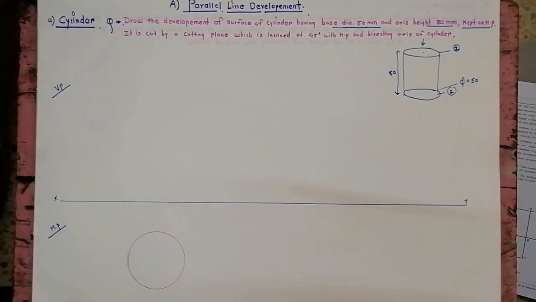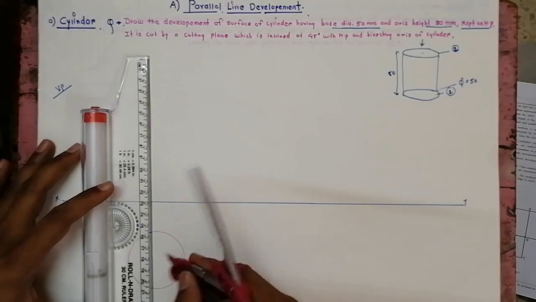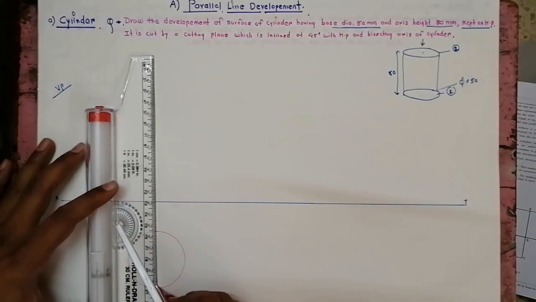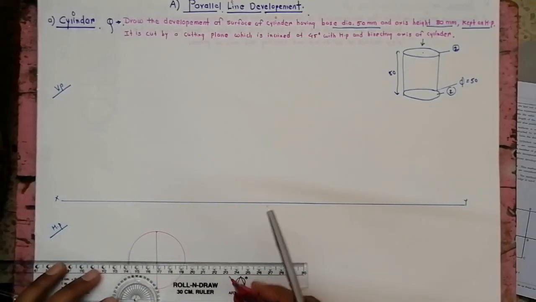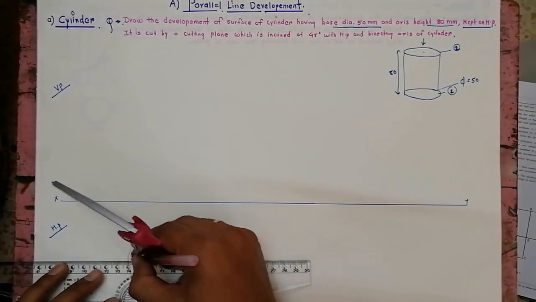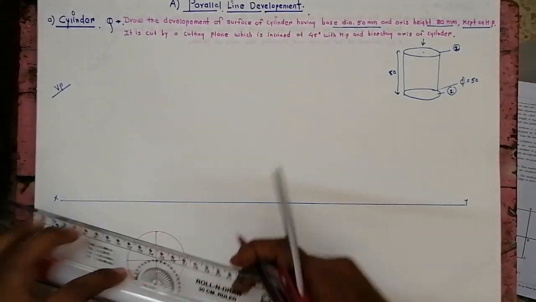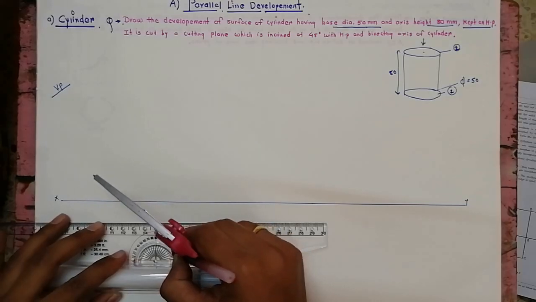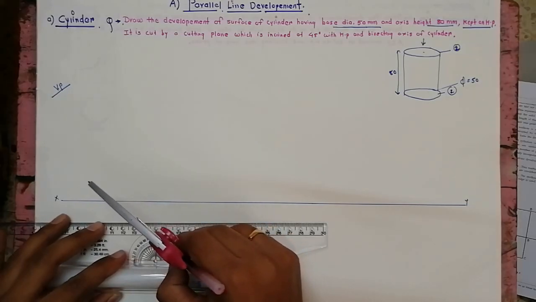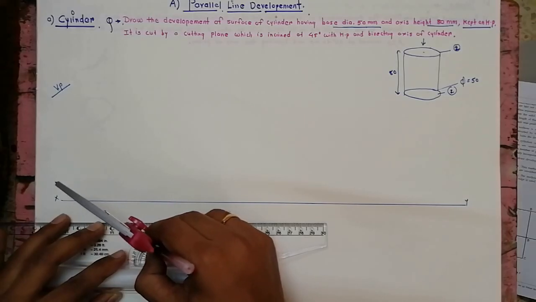Now I am dividing this circle. Divide this circle into 8 parts. Now take the 45-degree angle, here and on this side also.